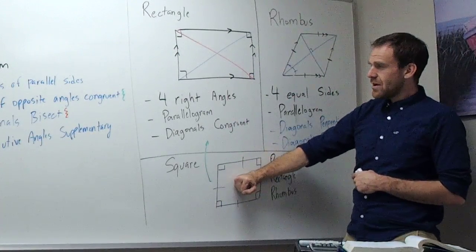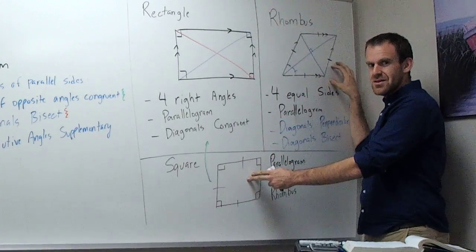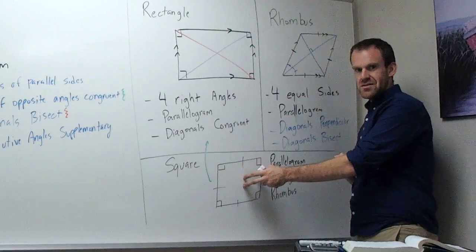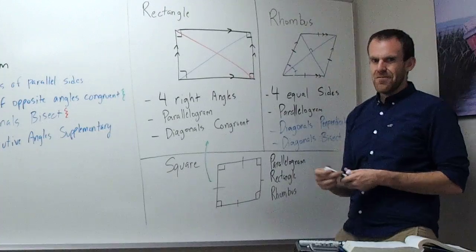So, again, all squares are rectangles. All squares are also rhombuses, but not all rhombuses are squares. Not all rectangles are squares. So you have to watch out for that.